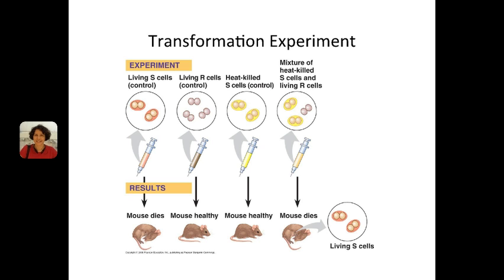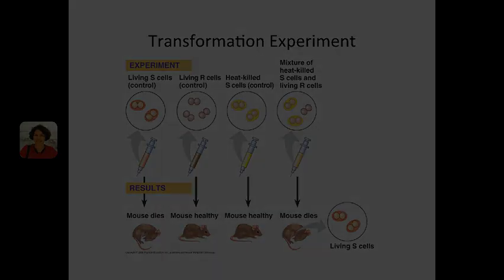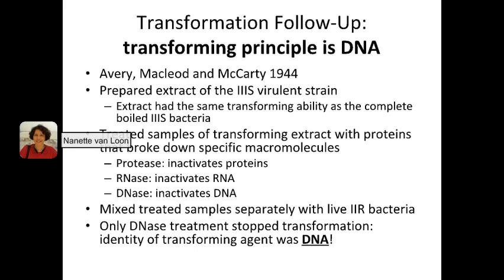And this happened over and over every time the experiment was repeated. But Griffith himself didn't know what the transforming principle was. So that part was left to Avery, MacLeod, and McCarty to discover. Avery, MacLeod, and McCarty were able to identify what the transforming principle was in Griffith's experiment. They published their results in 1944.